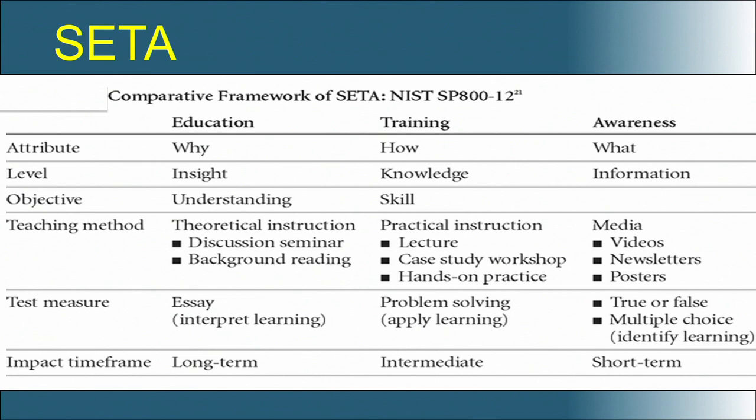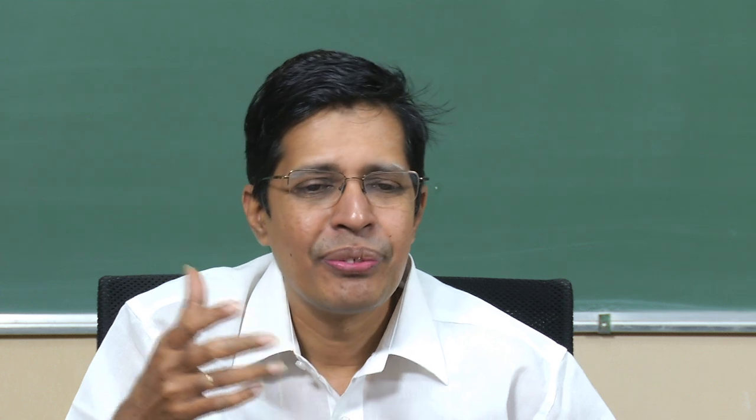In education, we have theoretical instruction, which comes out of lectures, discussions, seminars and background reading. Training is lectures, case studies, workshops and hands-on practice. Awareness is just videos, newsletters and posters. In education, we test understanding by essay, or how he has interpreted the learning. In training, we check how he is applying what he has learned. In awareness, it is just multiple choice questions. Education will have long-term impact, training intermediate, while awareness would have short-term impact.